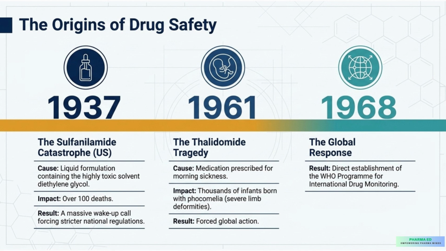Now, you definitely want to mark these dates down in your notes because they pop up in competitive exams all the time. Back in 1937, a liquid formulation of sulfanilamide containing a highly toxic solvent, diethylene glycol, caused over 100 deaths in the U.S. It was a massive wake-up call that forced the creation of far stricter regulations. But then, in 1961, we saw the absolutely heartbreaking thalidomide tragedy. It was prescribed for morning sickness, but it ended up causing thousands of infants to be born with phocomelia, severe limb deformities. These catastrophes literally forced the world to act, leading directly to the establishment of the WHO Program for International Drug Monitoring in 1968.